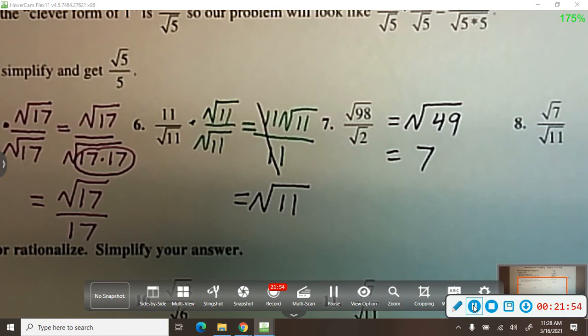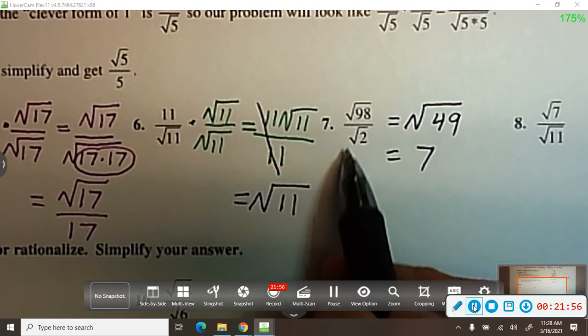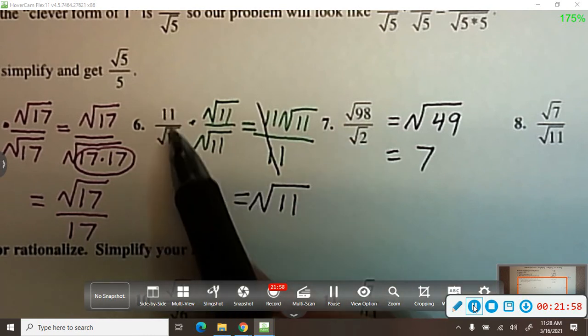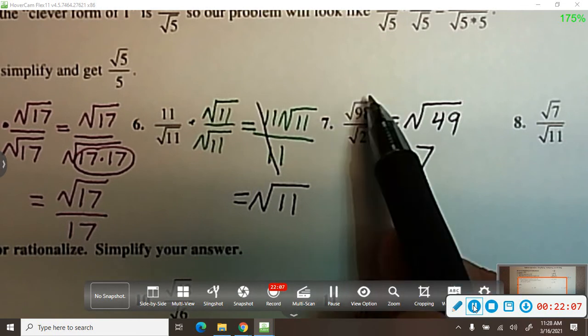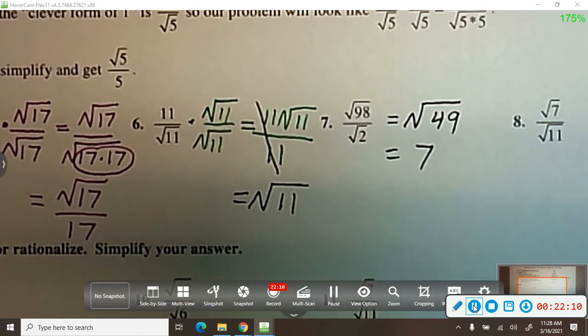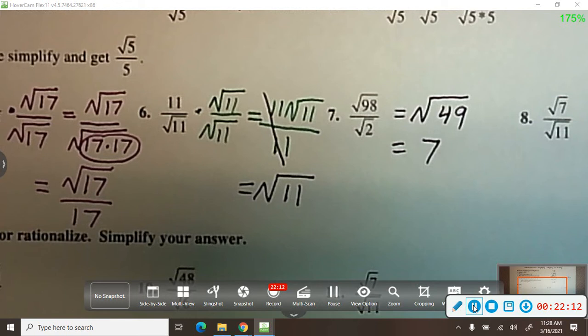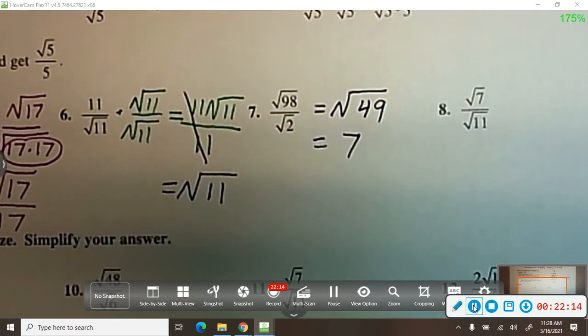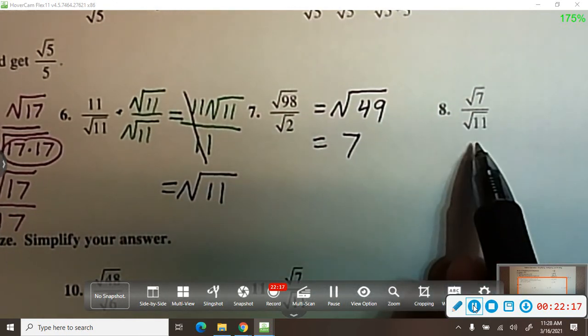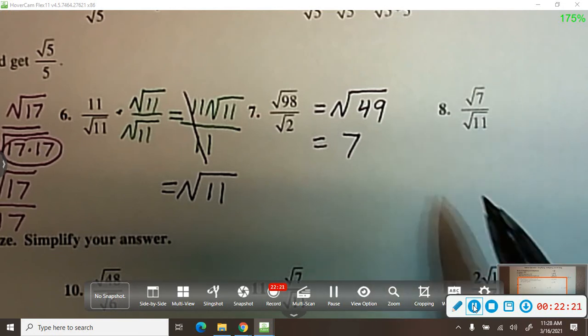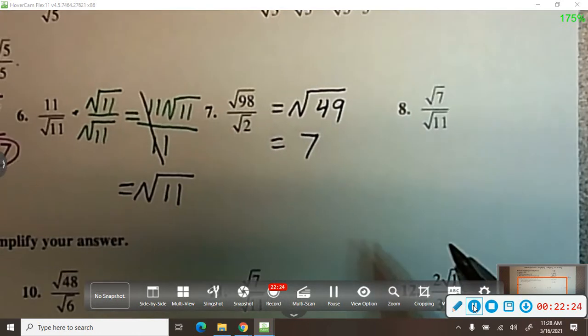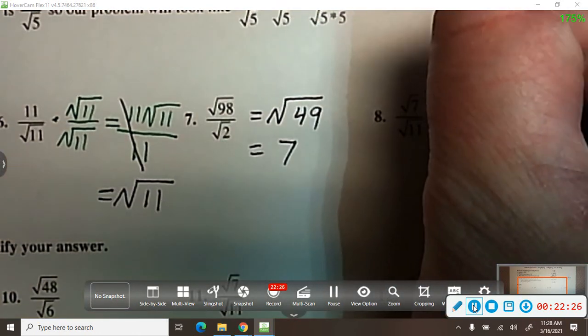Now that would be the shortcut method, which in this problem we could do. We couldn't do that on the previous problem because 11 is not in a radical, 11 is. So you cannot divide 11 by 11. But because 98 is in the radical and so is 2, we could divide those. Next, 7 over 11. I could reduce that if it did, but 7 over 11 doesn't reduce, so let's just leave it like that. And I'm going to multiply both by square root of 11.